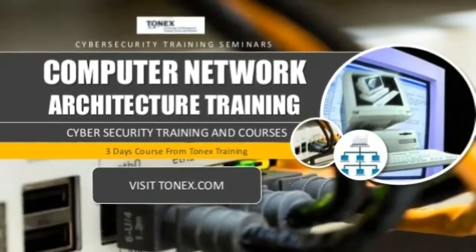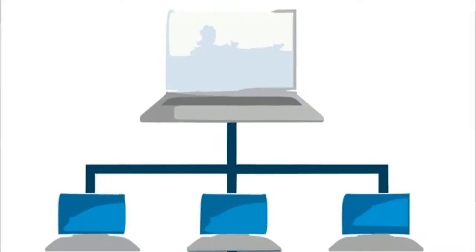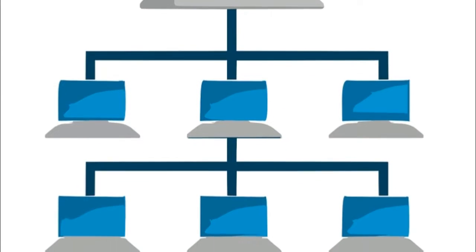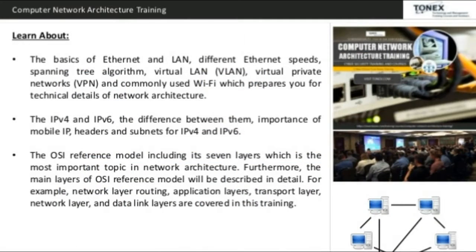The IPv4 and IPv6, the difference between them, importance of mobile IP, headers and subnets for IPv4 and IPv6. The OSI reference model, including its 7 layers, which is the most important topic in network architecture. Furthermore, the main layers of the OSI reference model will be described in detail. For example, network layer routing, application layers, transport layer, network layer, and data link layers are covered in this training.